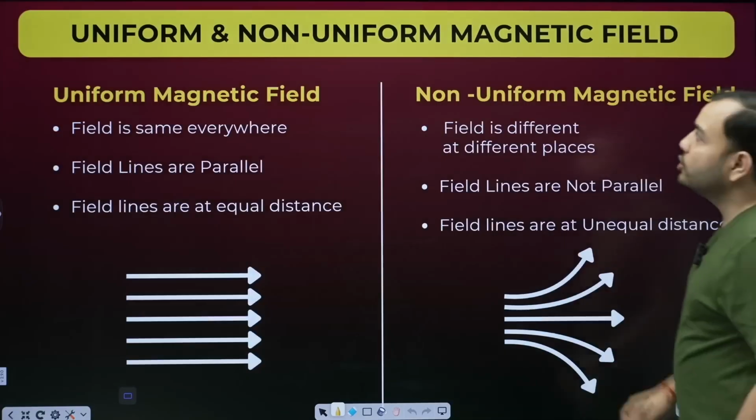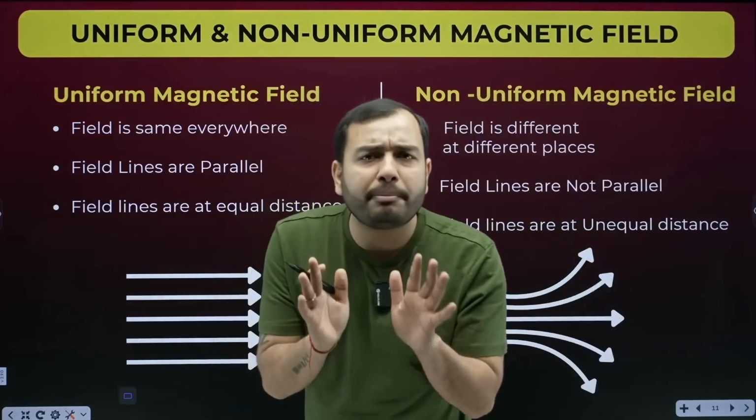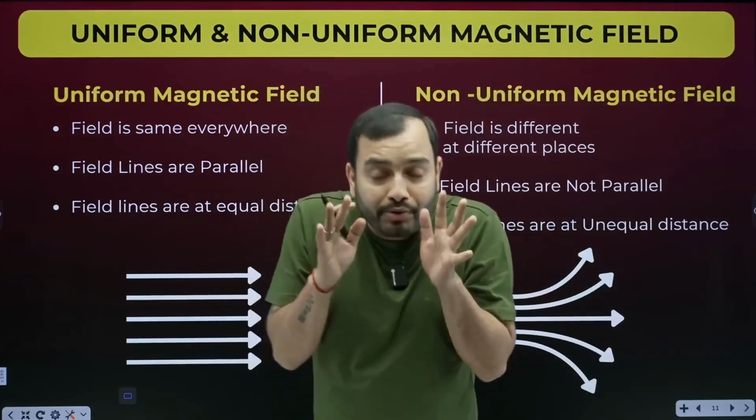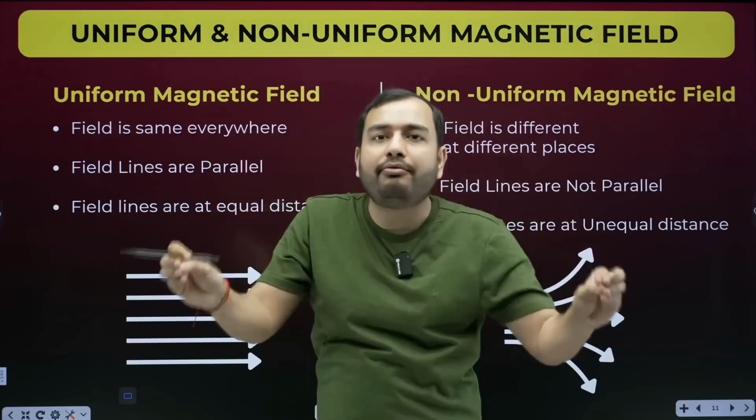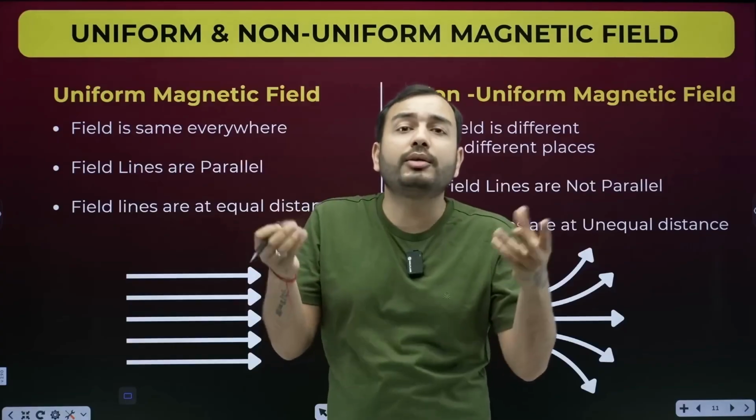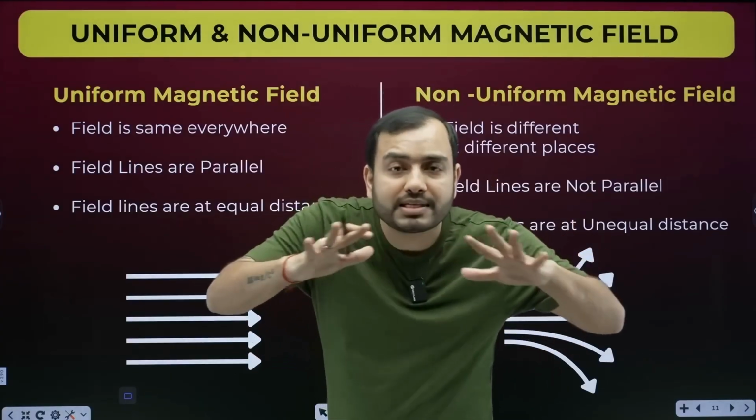This is done. Uniform and non-uniform magnetic field. Now what is this? Beta, uniform means not non-uniform. Uniform means same. If something is the same everywhere, we say it is uniform. It is a uniform mixture. It is uniformly inside it. Uniform means everything is same.